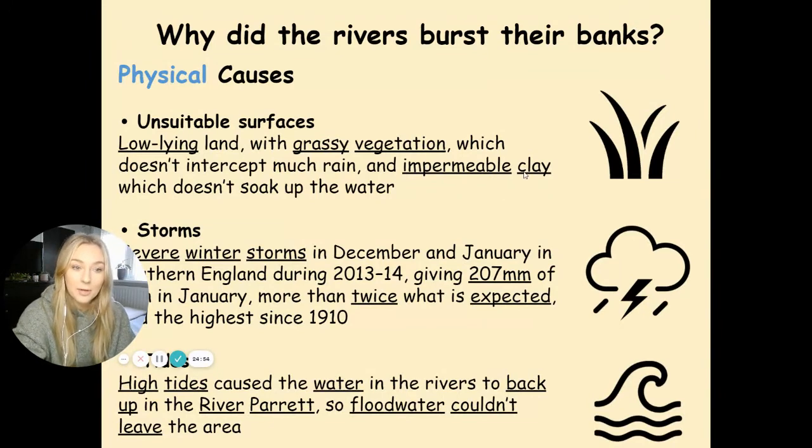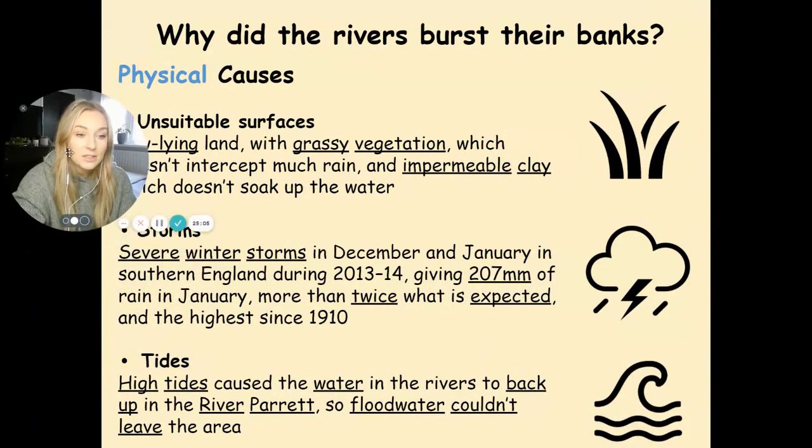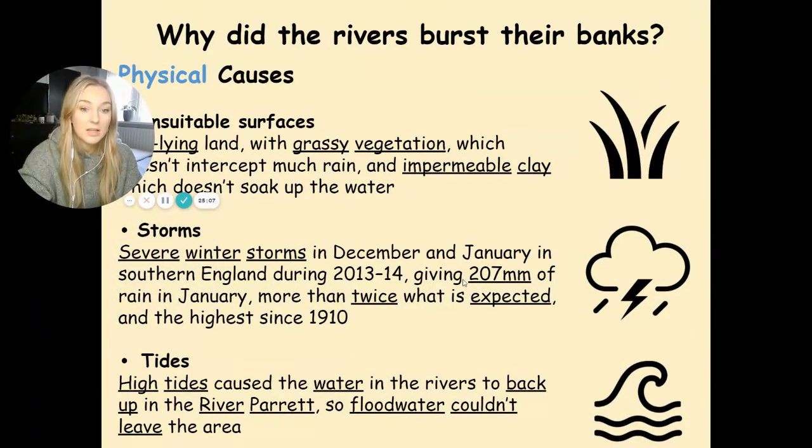It has impermeable clay, so that's the soil type of the area. It doesn't soak up very much water, so that's a really good piece of terminology to include there. The next physical cause is that throughout the time frame that the case study is talking about, there were quite severe winter storms, so you could give a nice little figure here about how much rain fell exactly.